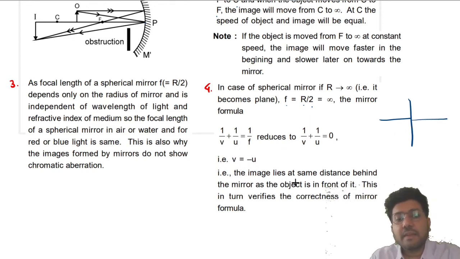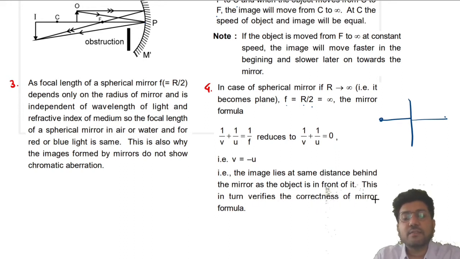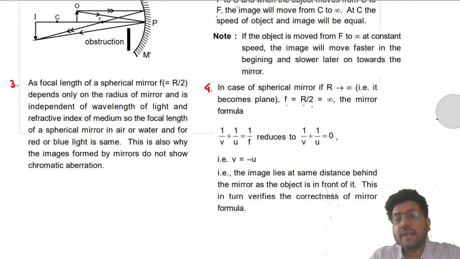That is, the image lies at the same distance behind the mirror as the object is in front of it. So v is equal to minus u. Why? Because the object is in front and the image is behind. This in turn verifies the correctness of the mirror formula. Why? Because when r becomes infinity, we get exactly the same relation as the plane mirror formula.